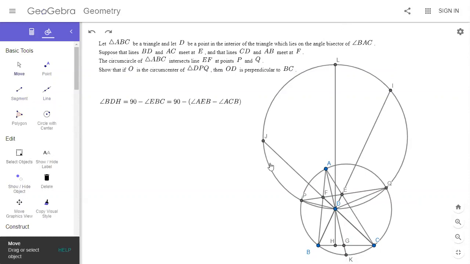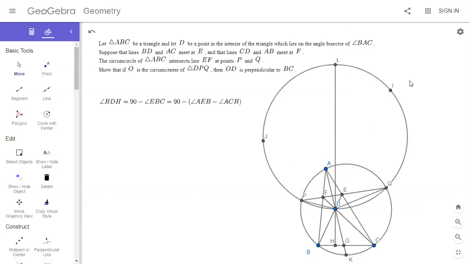Okay, I kind of like that actually. I'm going to delete these segments for now because I'm not sure how useful they are. But basically, we want to show that LP and LQ are tangents to the circle. So we want to show that PQ is the polar of L. So if PQ was the polar of L, then E and F lie on the polar of L. So L would lie on the polar of E and F.